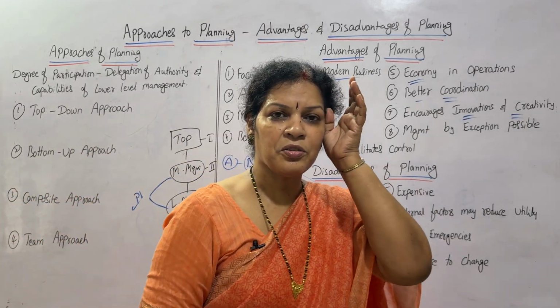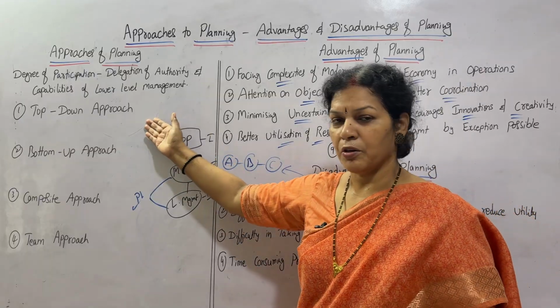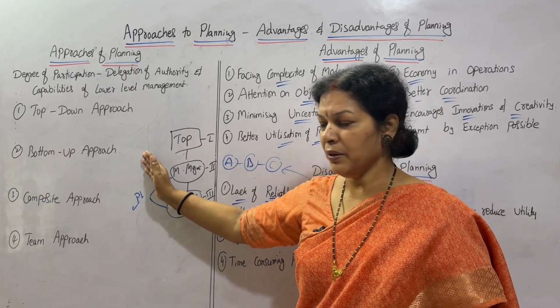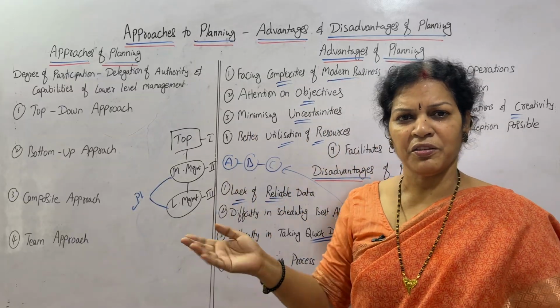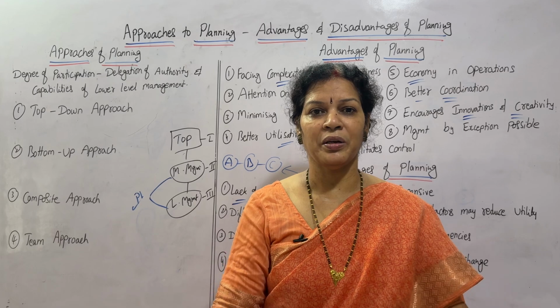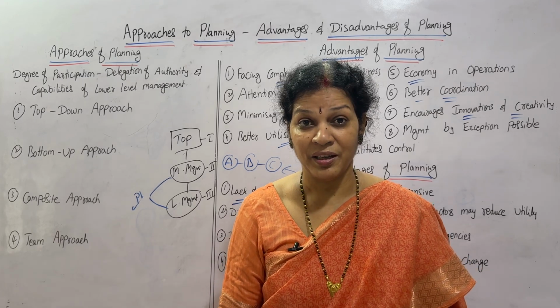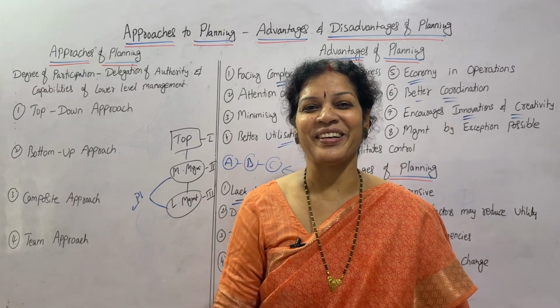Am I clear about this? Today we spoke about approaches of planning. How do we approach? Top down, bottom up, and composite. Advantages and disadvantages. If you have a good understanding of planning, you can write. There is nothing to worry about. Very simple and easy topic. Am I clear? Say yes in the comment box.